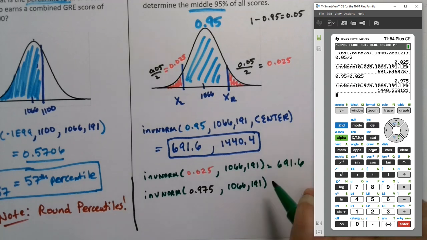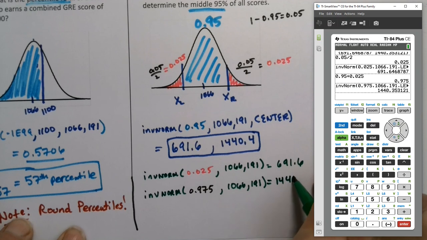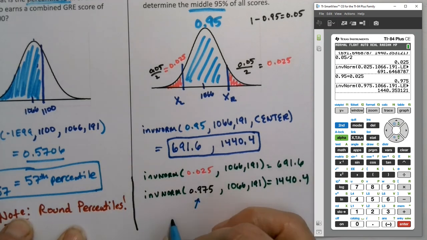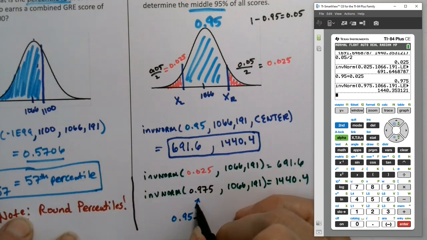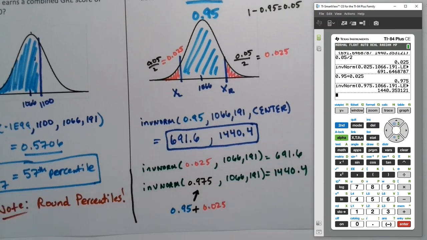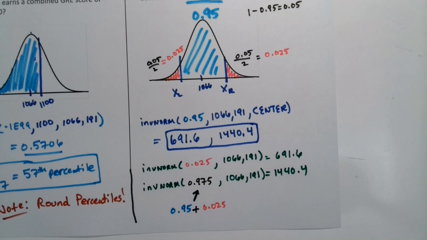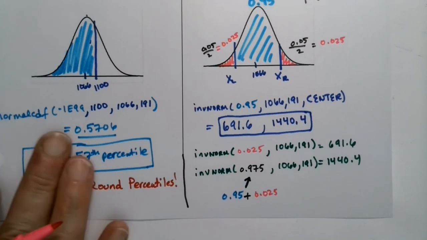So if you have a newer calculator, don't gloat. They're a lot easier, and that is the truth. But that's okay. So this is 0.95 plus 0.025. You don't have to use a calculator at all. You can just use StatCrunch. StatCrunch is also much easier than doing this whole thing. But there you have it.